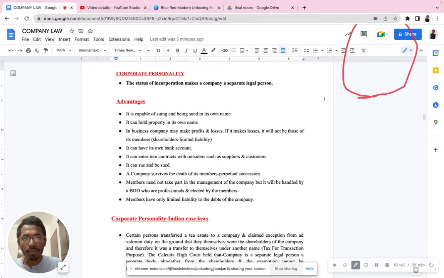For example, if the prime minister is gone, a new prime minister will come. The office still remains the same, only the persons may change. Got it? The same philosophy applies over here. The company survives the death of its members: perpetual succession.